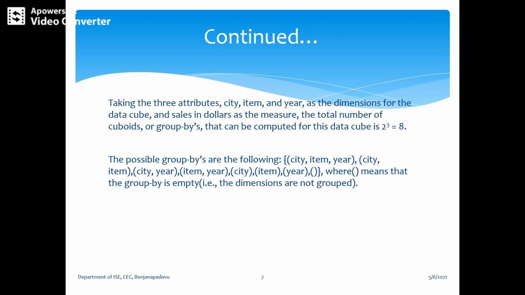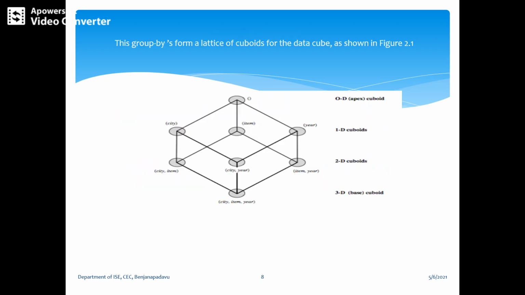So it means that the group by is empty, the dimensions which are not grouped. This group by we have taken as a formulation which forms a lattice of cuboids of the data cube, as shown in this figure. The zero cuboid, the apex cuboid, we can call it zero, is always the apex, and it goes from the lower level to the higher level hierarchies.